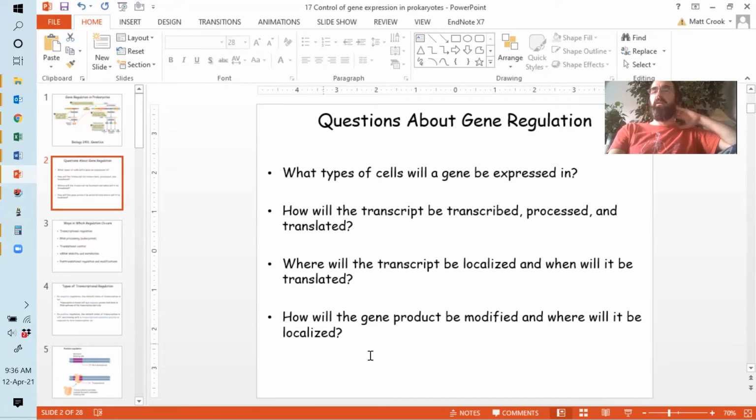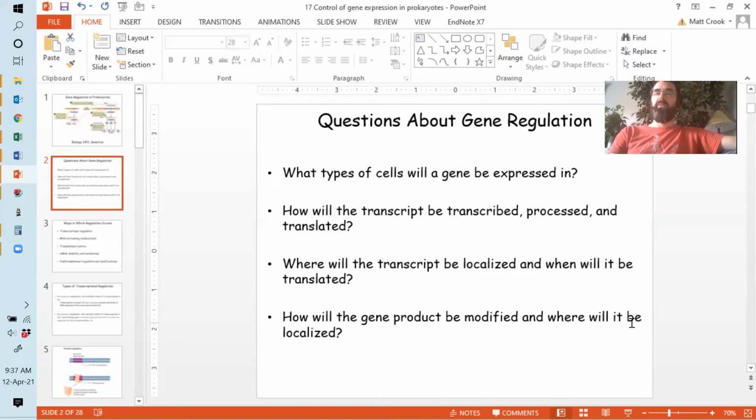So this last one down here: how will the gene product be modified and where will it be localized? The example of insulin is a great one for that, right? The protein has to be modified and it has to be stored in vesicles to be exported into the bloodstream, for example. If we're talking about dopamine, well, dopamine is actually produced by a series of enzymes, each of which has to be controlled. But dopamine also has to be controlled and released in particular places because it's a neurotransmitter. So you have to turn on those genes that are involved in dopamine conversion only in the neurons that produce dopamine, right? So that kind of answers this particular question.